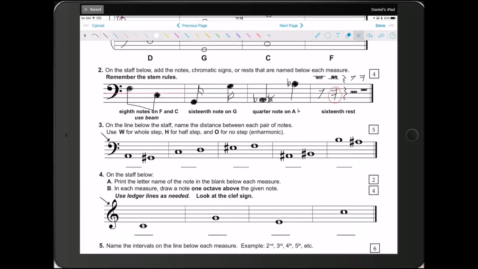In this video, we're going to go over questions 3 and 4, so let's get started. Question 3 states, on the line below the staff, name the distance between each pair of notes. Use W for whole step, H for half step, and 0 for no step, also known as enharmonic.